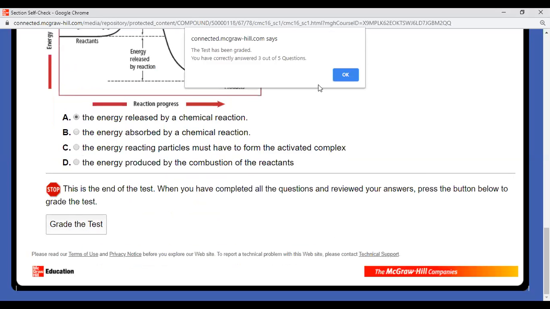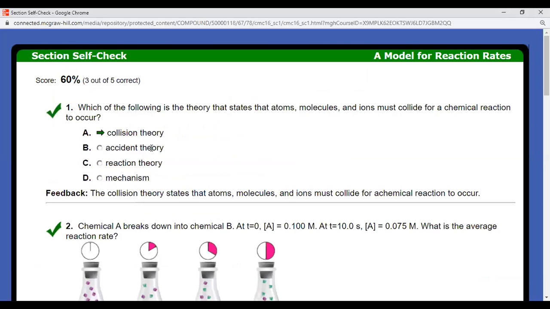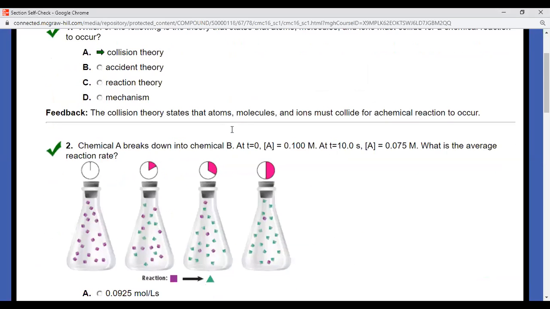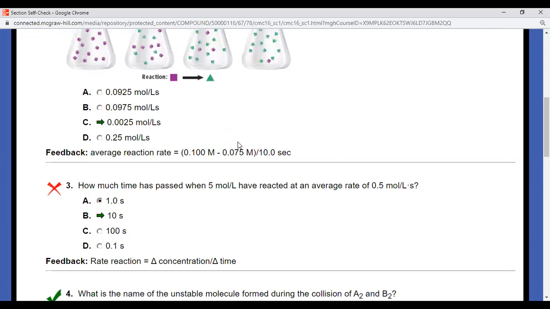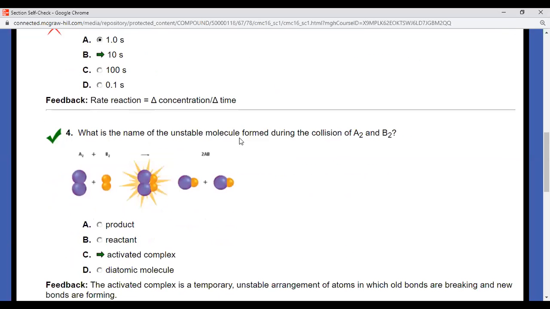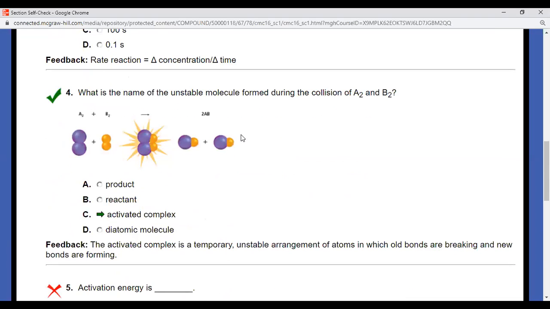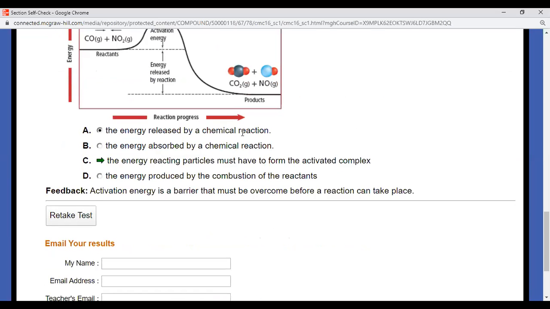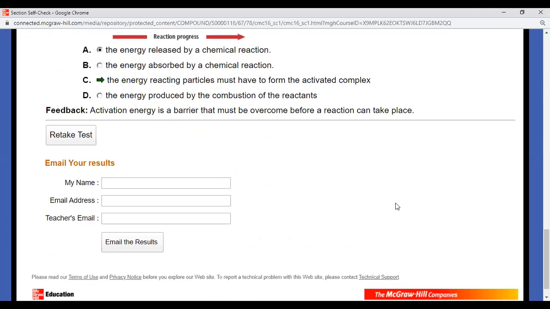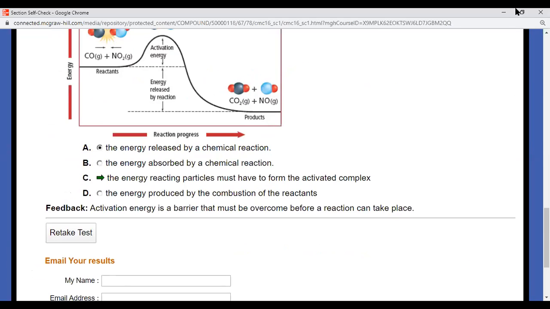Grade test. First question, yes, as Walid said, collision theory. Number 2, yes, as Hussein said. Number 3, false, as Walid said. Number 4, yes, as Hussein said, called activated complex. Number 5, false, it is the energy reacting particles must have to form the activated complex. Understand, guys?